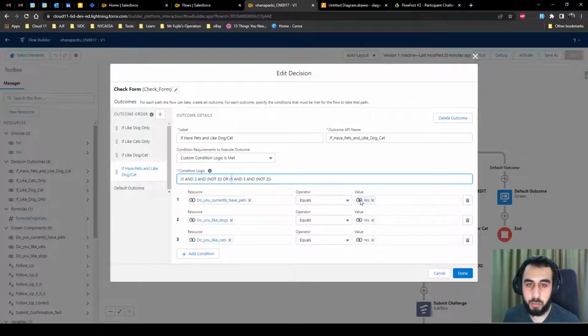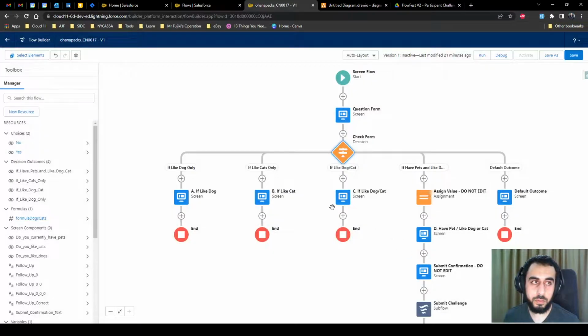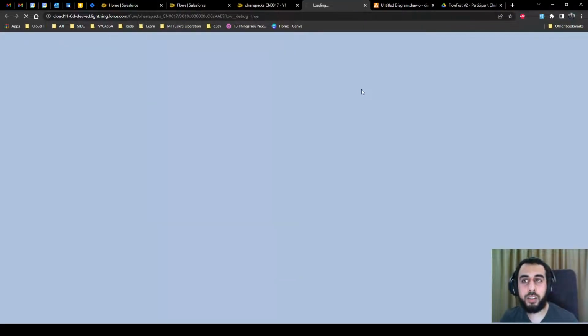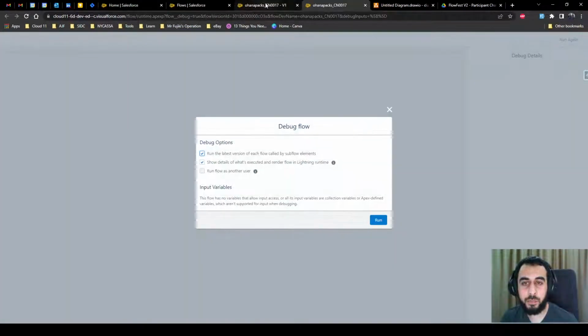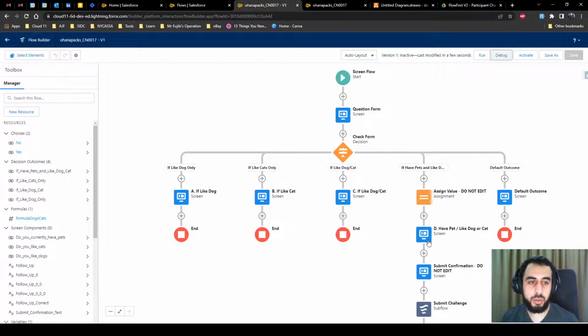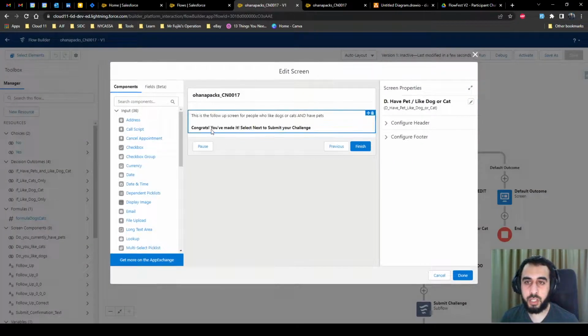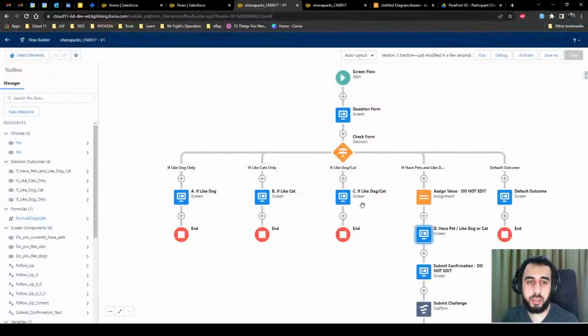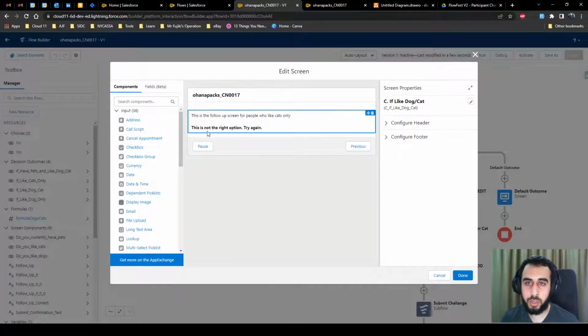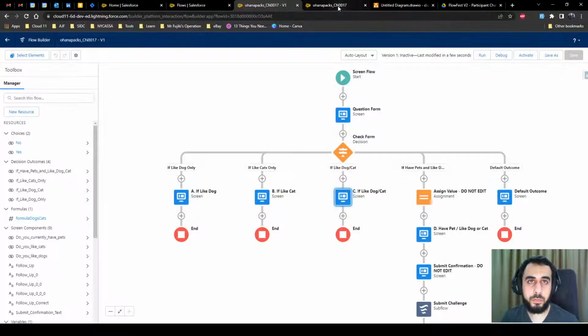Or maybe I should read it in the same manner it is arranged here. One is they have pets, yes. Three, they like cats, yes. Not two, meaning the opposite of this, they don't like dogs. Now let's debug and see if we can reach screen D. Screen D, just to show you what it looks like, shows congrats. Other screens don't show congrats. They show that this is not the right option.